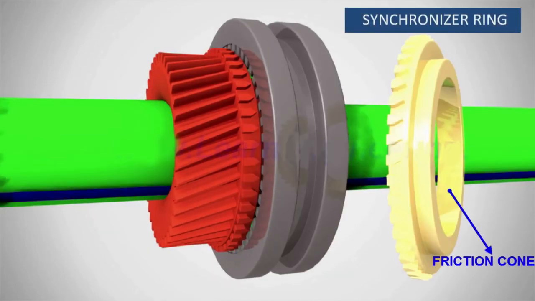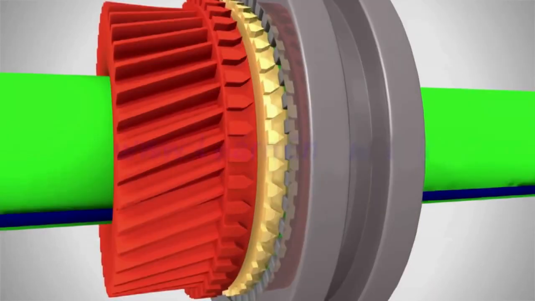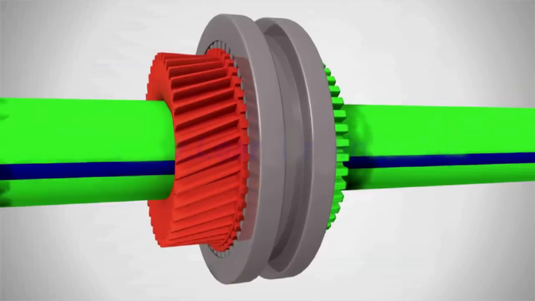We use a synchronizer ring, and this synchronizer ring helps to match the speed of the gear with that of the shaft. The synchronizer ring is allowed to rotate with the hub, but it is also allowed to slide axially. Before moving the sleeve, the clutch pedal is pressed, so the power flow is discontinued.